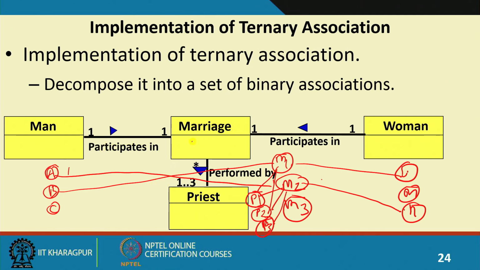We have so far discussed the implementation of unary and binary associations. We can very well implement that. Now let us look at the quaternary association.